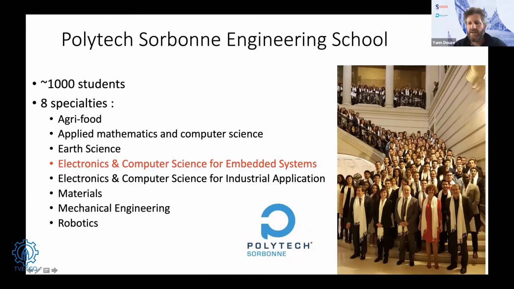It's when we give the diploma of 2 years ago of all the, how do you say it? The graded students. Okay, we have 8 specialties in this engineering school: agri-food, applied mathematics and computer science, health science, electronic and computer science for embedded system, electronic and computer science for industrial application, materials, mechanical engineering, and robotics.